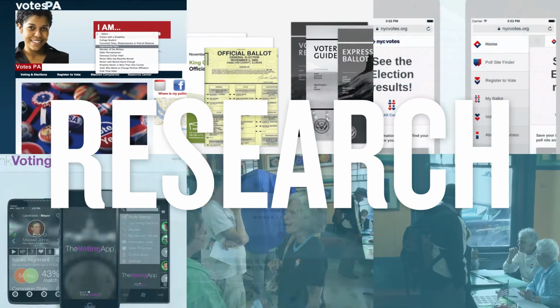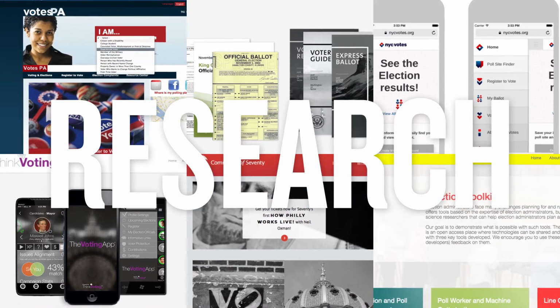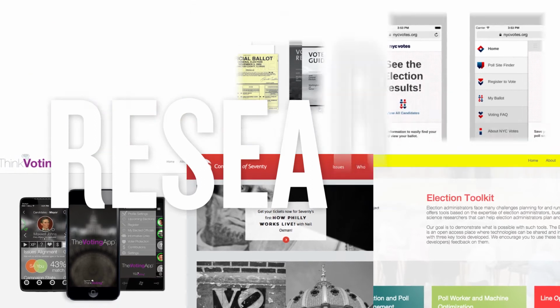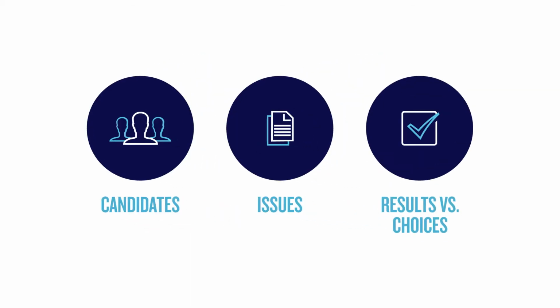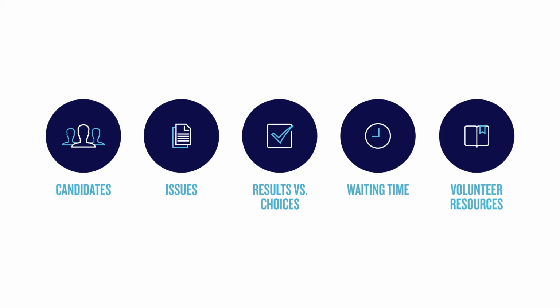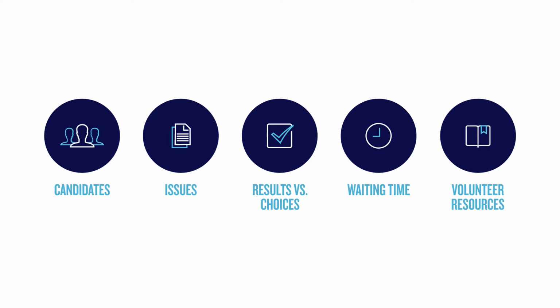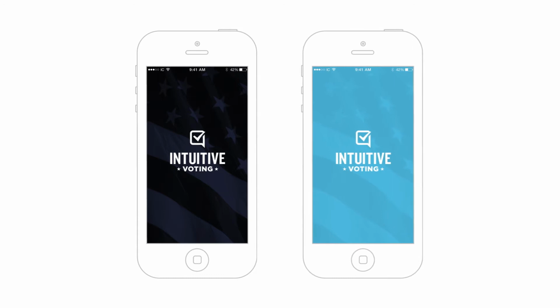We also reviewed a range of existing voting technologies available within the United States and abroad to identify gaps and opportunities. We learned that voters were not fully aware of all the candidates and issues on the voting ballot. Voters also have to rely on their memory to compare election results with their choices. We also identified a lack of real-time information about waiting times at the polls and a lack of quality educational resources for election volunteers. These user needs drove the design of the Intuitive Voting concept apps, one app for the voter and the other for the volunteer.